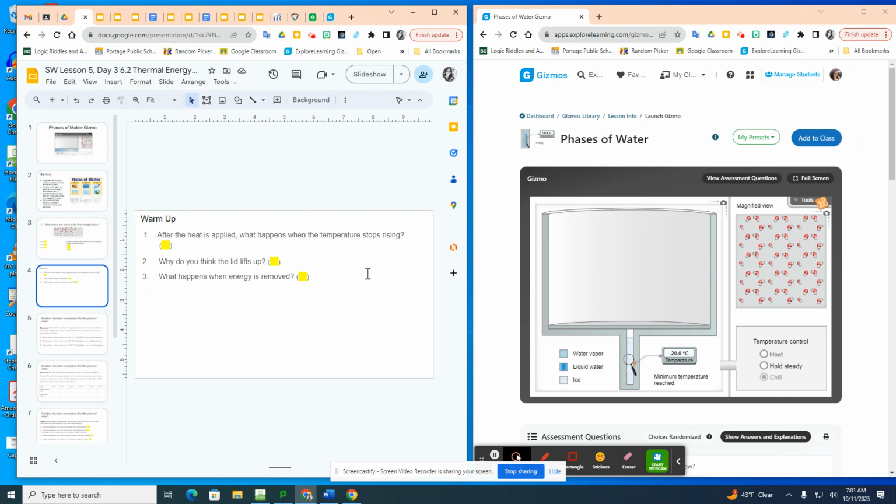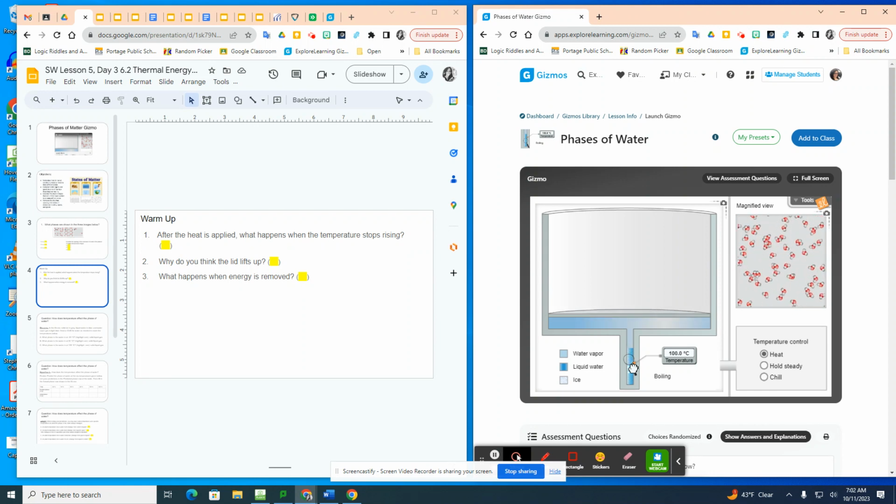All right, so here's the warm-up. It says, after the heat is applied, what happens when the temperature stops rising? So we're going to add heat again. We're going to create a melting situation. So this ice, we can see, is slowly trying to turn into some water. And now we are melting. We have ice turning into water. And we're going to watch that temperature rise. Now it's super hot, getting up there to boiling. All right. And the temperature stopped rising.